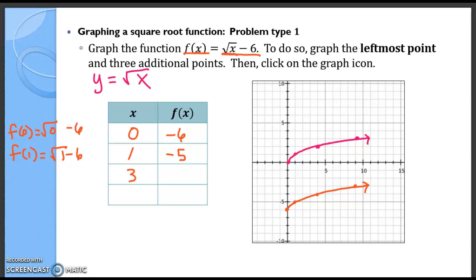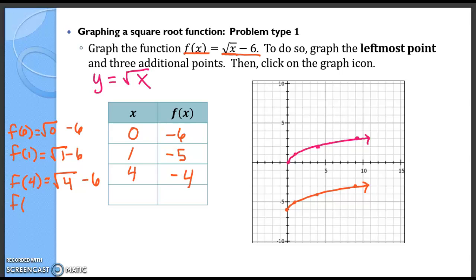Now, the reason I don't want to plug in 3 or 2 is because the square root of 3 and 2 aren't nice numbers as far as the function here, or as far as graphing them on ALEKS. So square root of 4 is 2 minus 6 is negative 4.